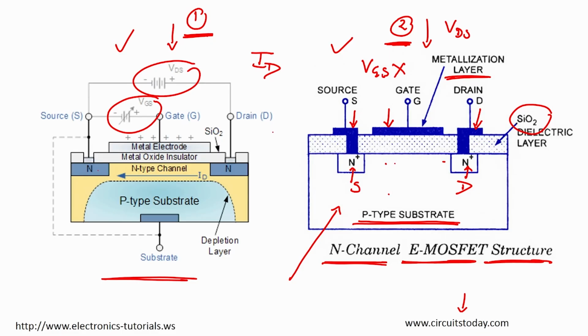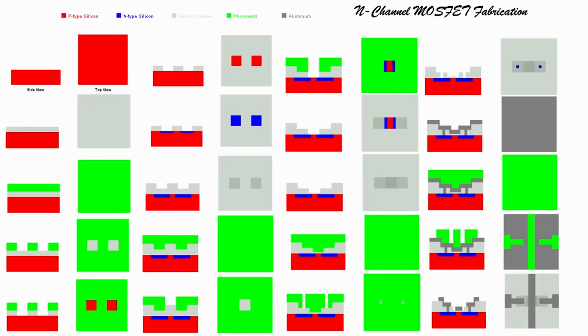But right now, you should know how the enhancement type n channel MOSFET looks like, at least in terms of a schematic diagram. Now, in the next slide we will see how we can fabricate an enhancement type MOSFET. So, let us see the next slide.